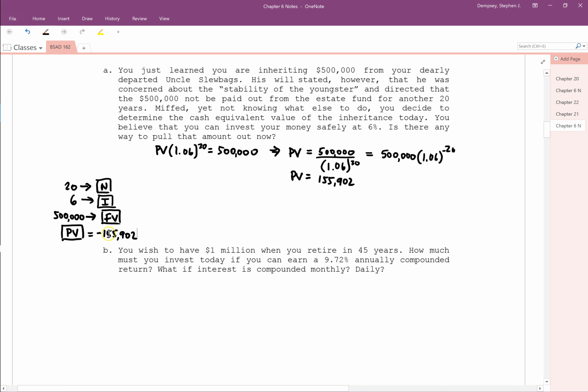So the interpretation is, if you put into an account, that is a negative cash flow, you deposit it, so it's an outflow, negative 155,902. In 20 years, you'd get a positive 500,000. And as I said before, if we had put this in as negative, you would get a positive 155,902 as the answer. So that's the sign convention of the cash flows associated with financial calculators. Okay, I hope that's clear.